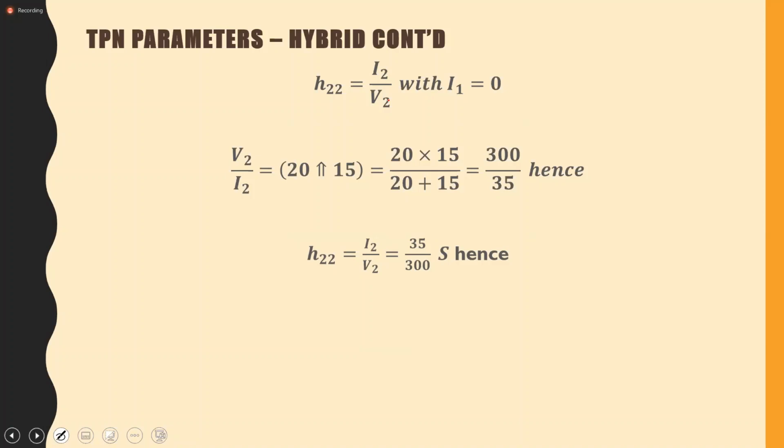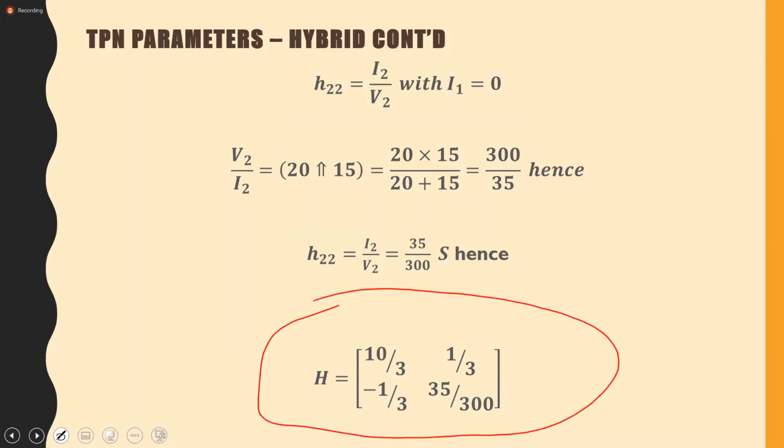So the H parameters, the hybrid parameters for the network, would be that.